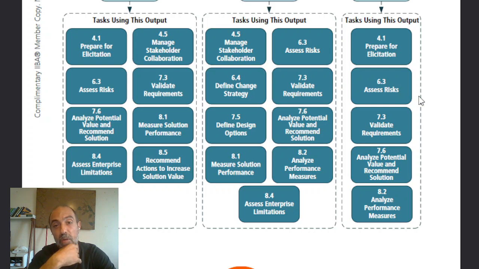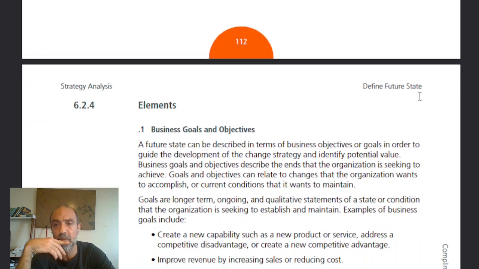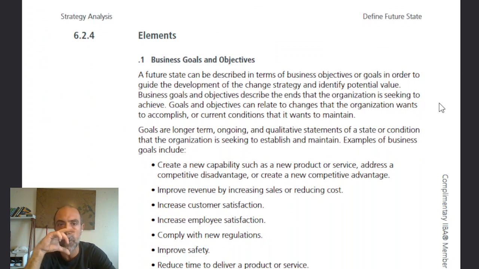When we're using future state description, we're also using the manage stakeholder collaboration. We're outputting to manage stakeholder collaboration, assess risk, define change strategy, validate requirements, define design options, analyze potential, and so on. Tasks using this output, which is potential value, are preparing for elicitation, assessing risks, validating requirements. So this part of our exercise is used in multiple places. Let's dive a bit deeper on the elements.